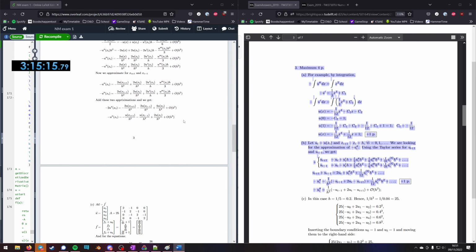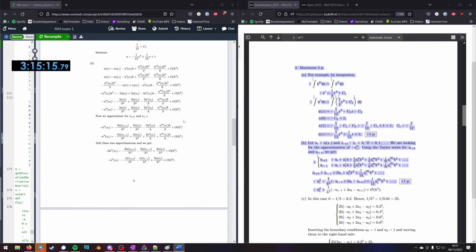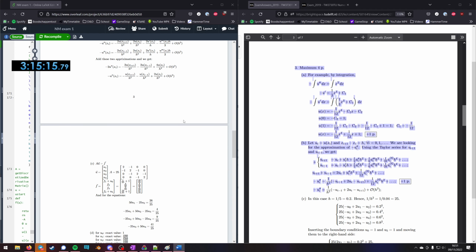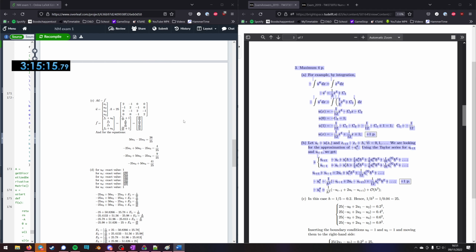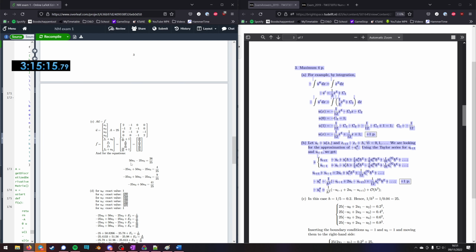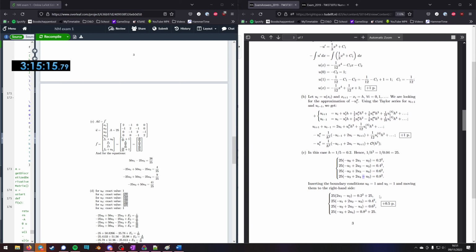So here we get... That's what we say here. I don't think I agree with them here. Oh no, I do. They're still using 0 and 5. I moved them to the right hand side. They did move it to the right hand side. How nice of them.